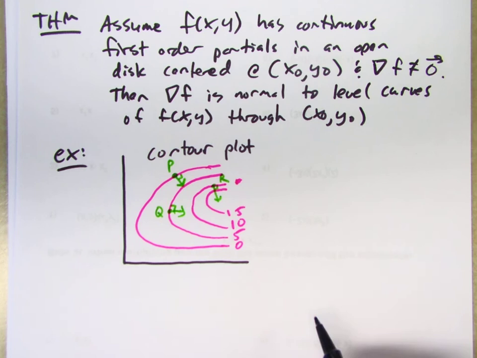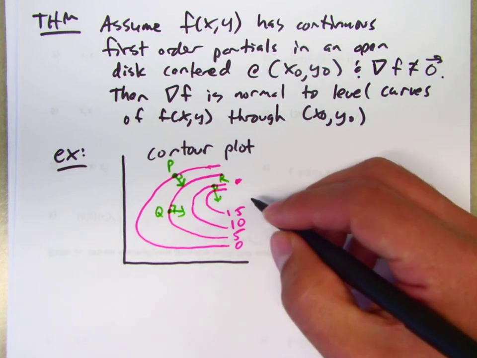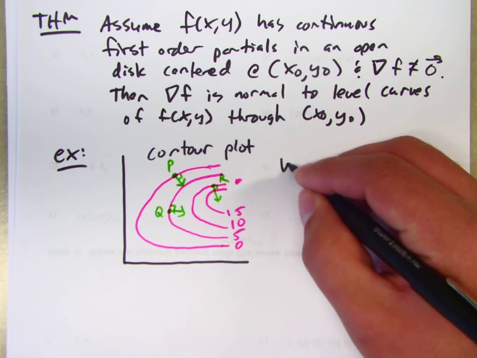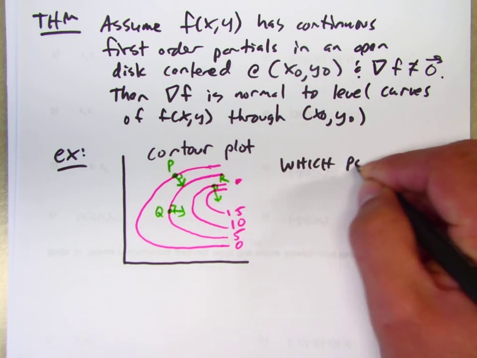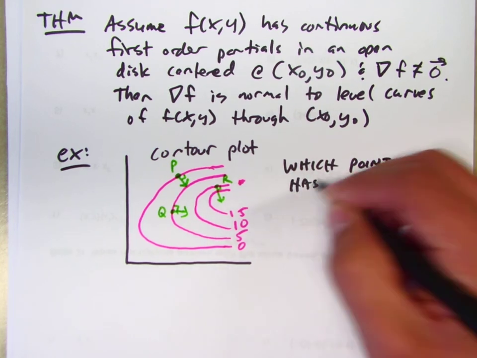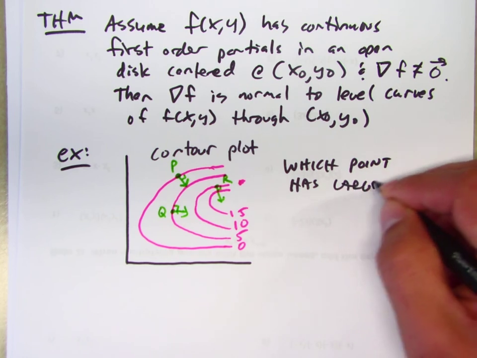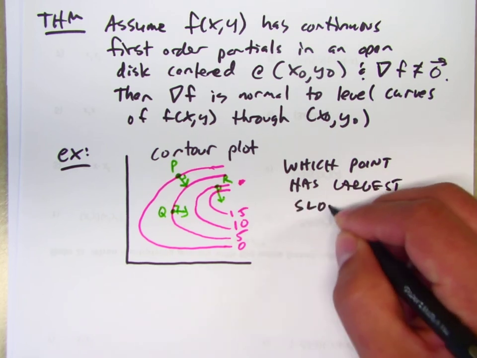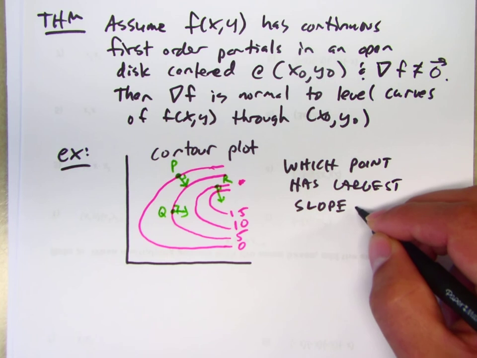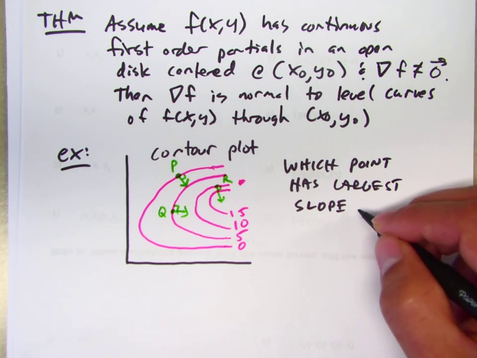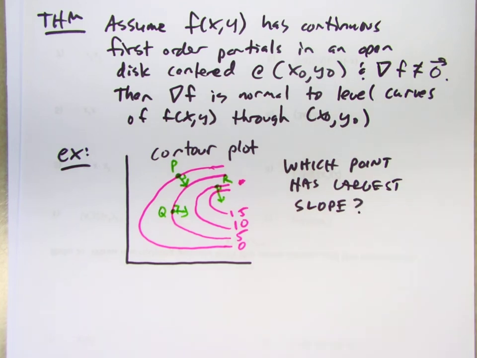The second thing is you should be able to look at a contour plot like this, and if I ask which point has the largest slope, just by looking at this, right?